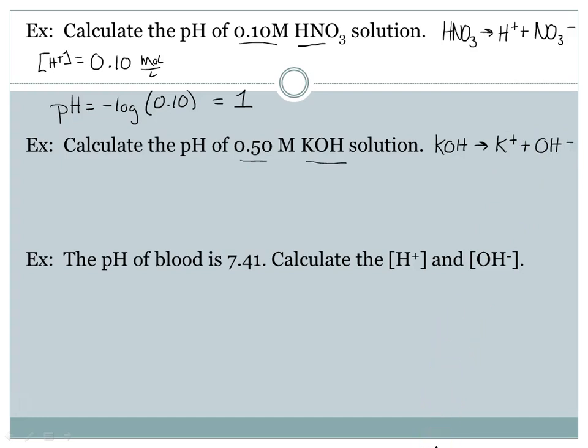Well, in both the first example and this example, it's not the nitrate that's important. It's not the potassium that's important, because those aren't things that affect pH. pH is a measure of hydrogen ions. pOH is a measure of hydroxide ions. So I really don't care about these little spectator ions. What I care about is my concentration of hydrogens or hydroxides.